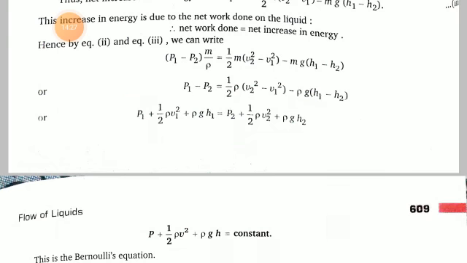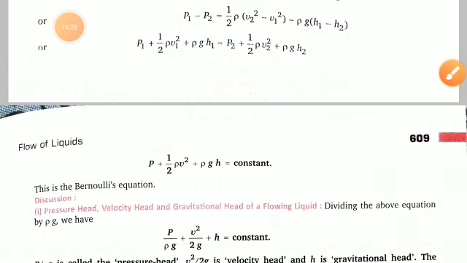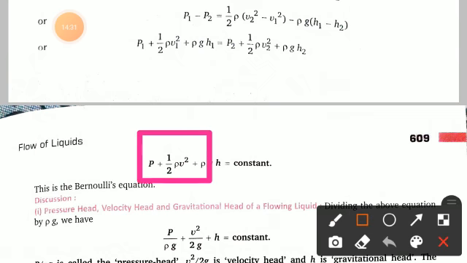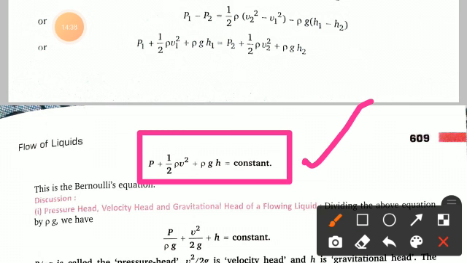So after that you can write P plus half rho v square plus rho gh is equal to constant. So this is the Bernoulli's theorem. This is the most important one. So kindly solve this derivation twice and thrice.